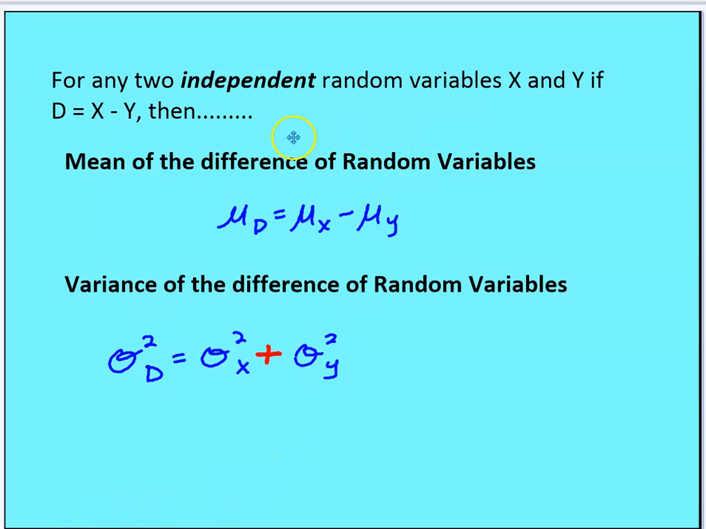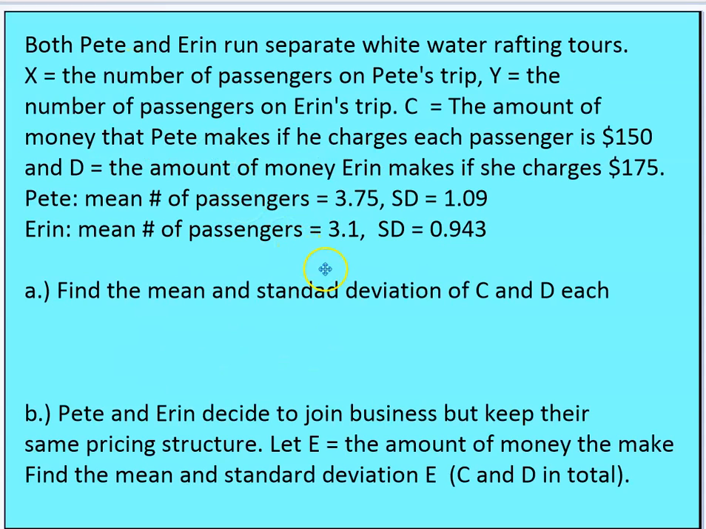All right, so continuing where we left off, we said the mean of the difference of the random variables is the difference of the mean, but the variance of the difference is the sum of the variances. All right, so let's take an example to contextualize this.